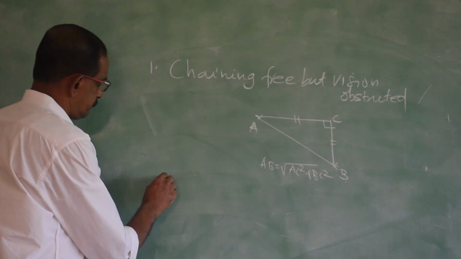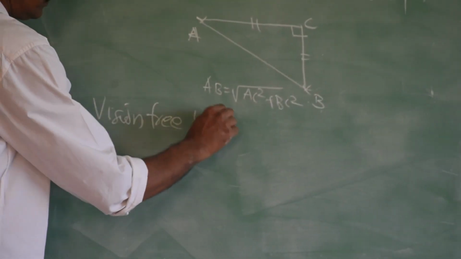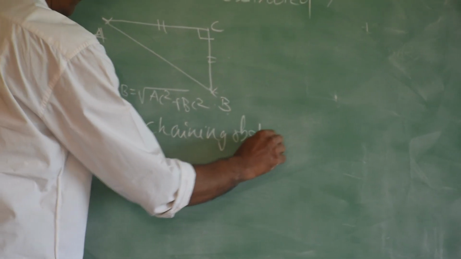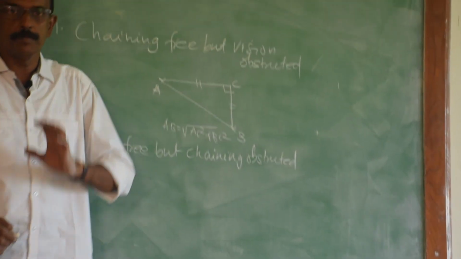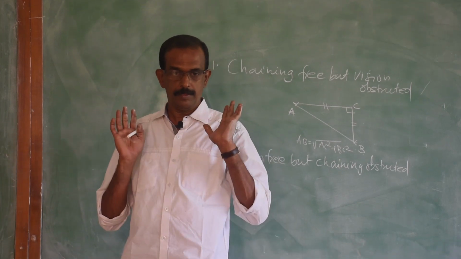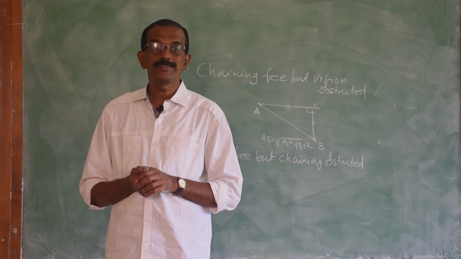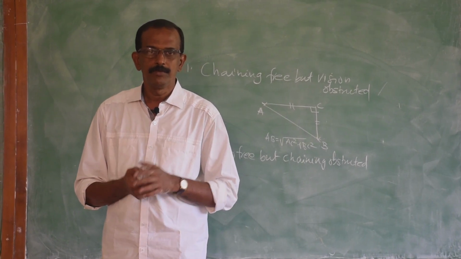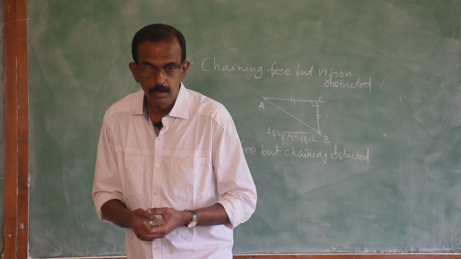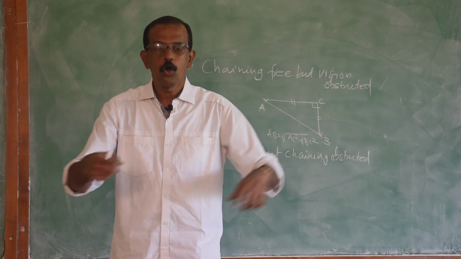Second type of obstruction, vision free but chaining obstructed. What it means? If you stand at A, B is visible, okay, but you can't stretch the chain due to some obstruction. Example, if you stand at A, B is visible, B can be seen, right, but if you try to stretch the chain, some obstructions are there. Example, a river or a pond.